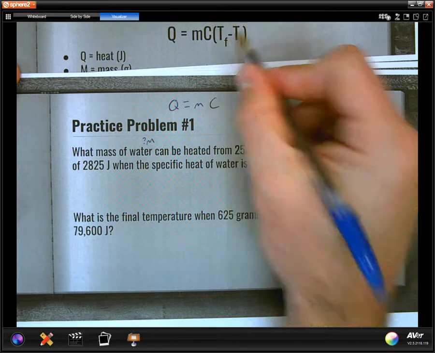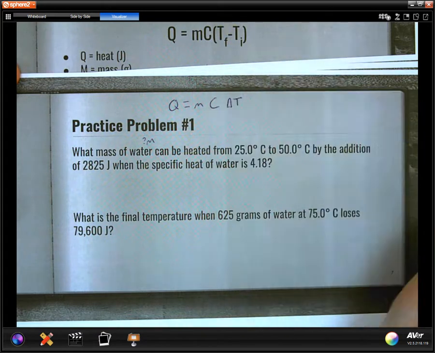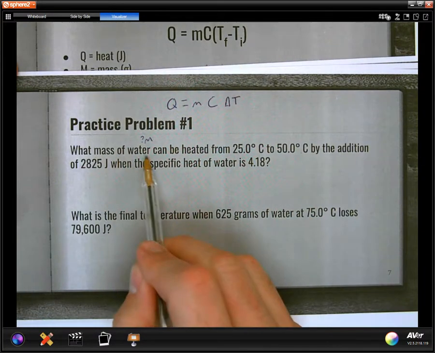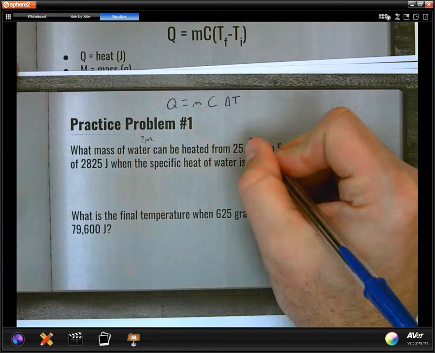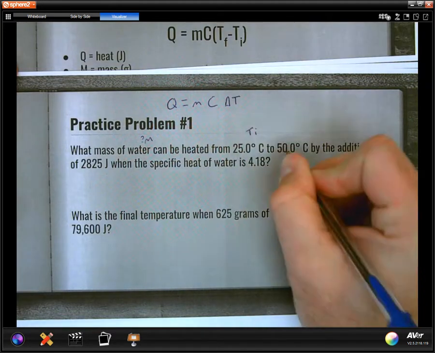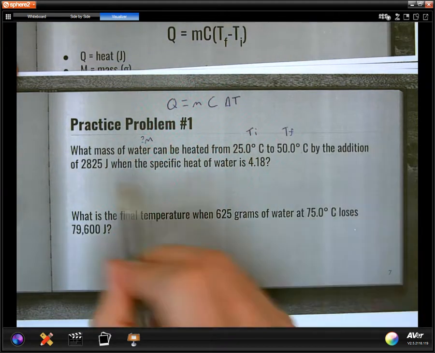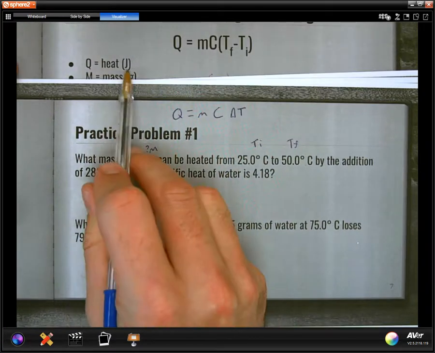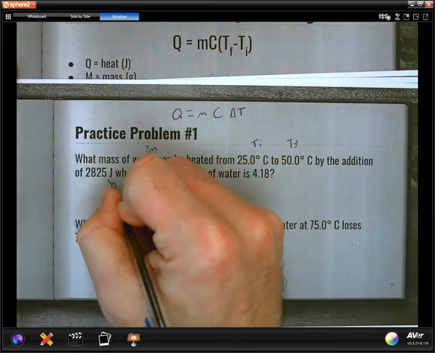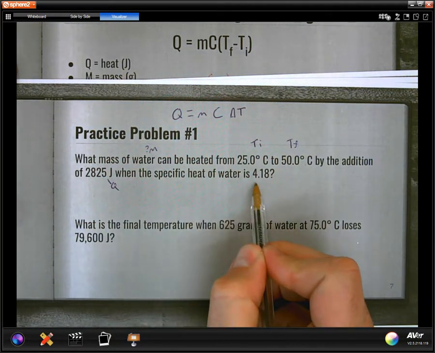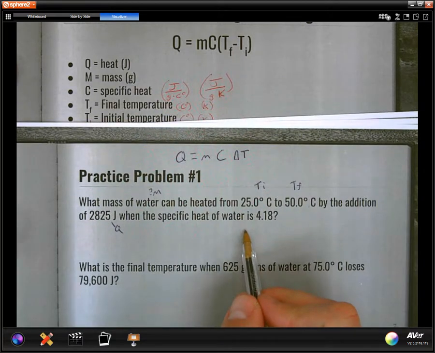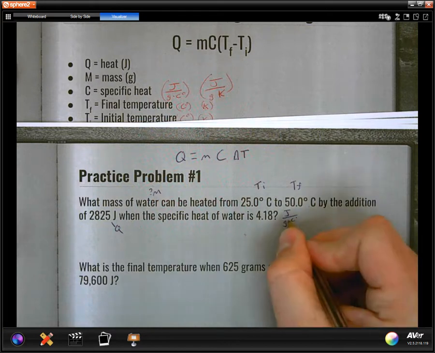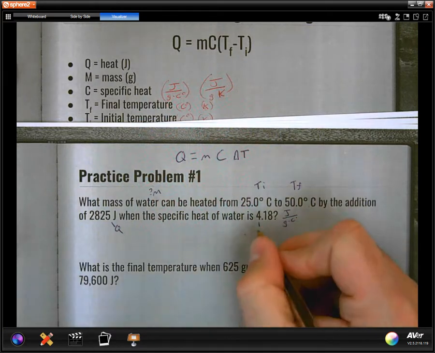Remember, TF minus TI, another way to write that is change in temperature. That change in T means exactly that. It gives me the mass of water can be heated from 25 degrees Celsius, that's going to be my TI, to 50 degrees, which is TF, by the addition of 2,825 joules. This is going to be my Q when the specific heat of water is 4.18. Now, the units for that should have really been joules per gram Celsius, but I got a little lazy writing the problem. Regardless, that is my C.